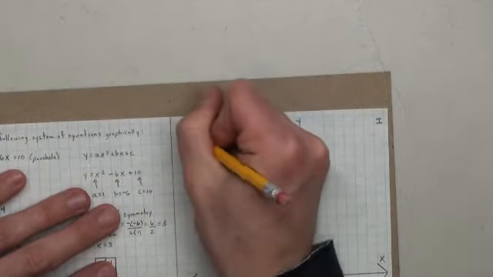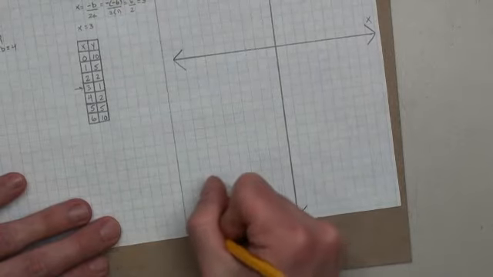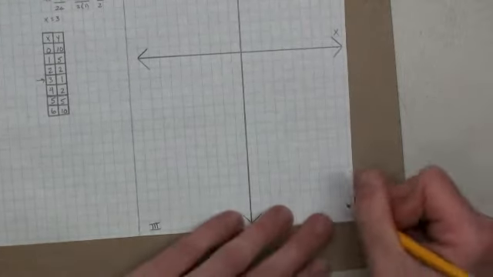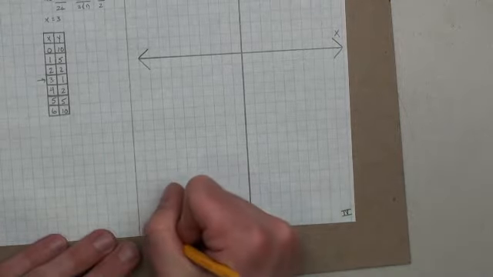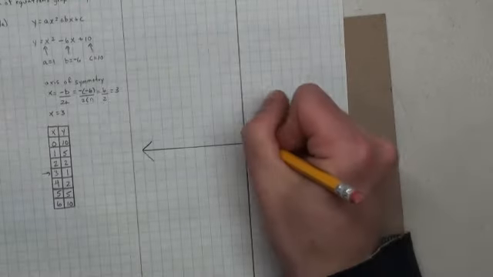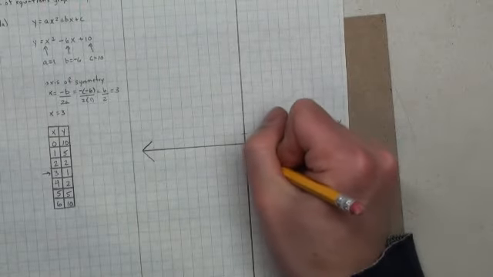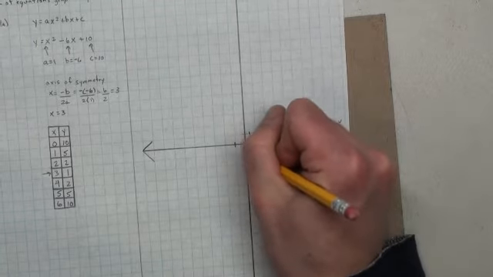Let's label our quadrants. This is quadrant 1. This is quadrant 2. Quadrant 3. And quadrant 4. Let's not get sloppy here. Alright. Let's show everybody what we're going by on our axes. We're going by 1s.